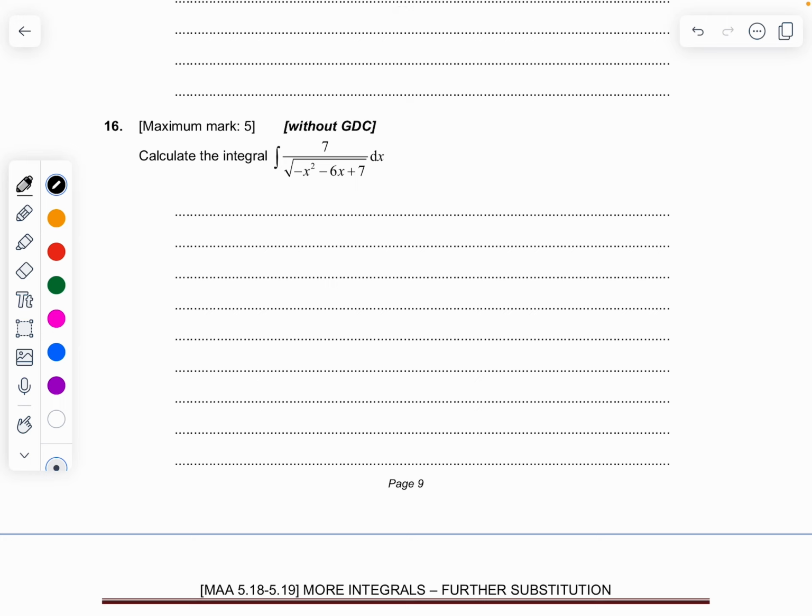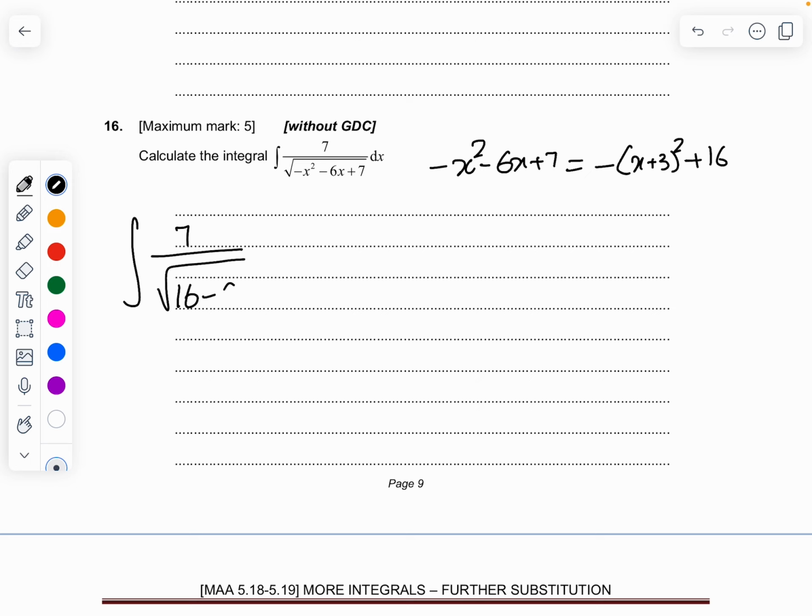Question number 16. Calculate the integral of this. So what am I going to do? This negative x square, negative 6x plus 7, I am writing it out directly. You can factorize it and write it as negative of (x plus 3) whole square plus 16. So it becomes the integral of square root of 16 minus (x plus 3) whole square dx.